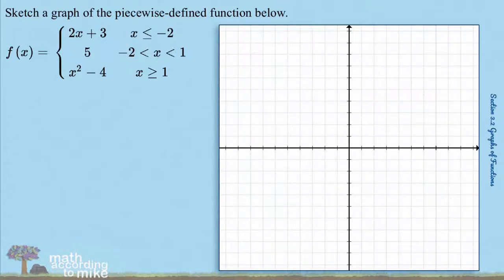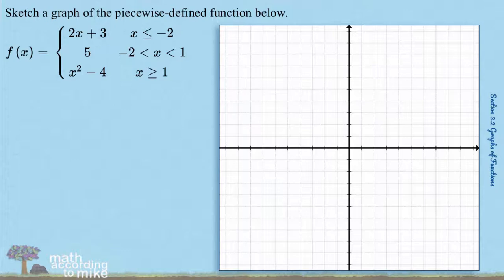Now we're going to sketch a graph of the piecewise defined function. Just as we did before, with evaluation, we have to consider the domain. What might be a good idea is to draw the entire thing and then erase what you don't want.